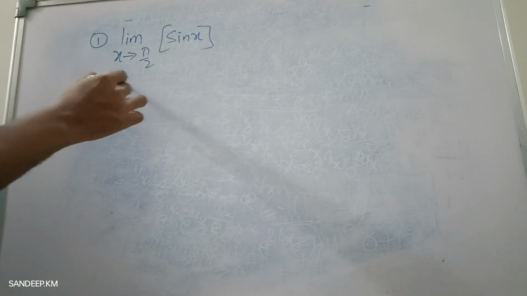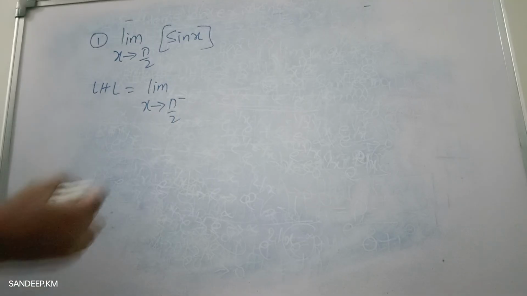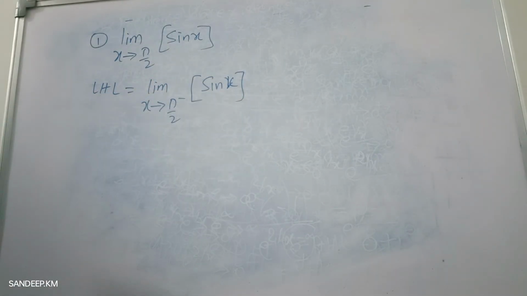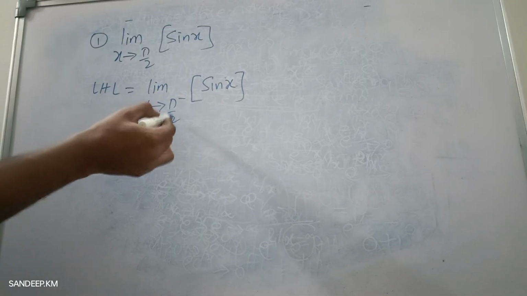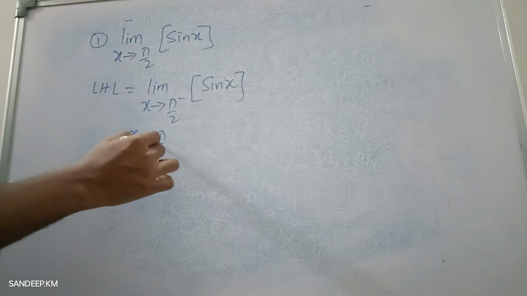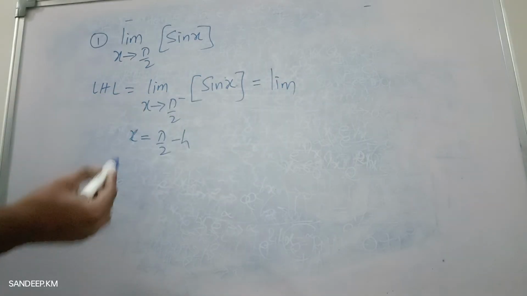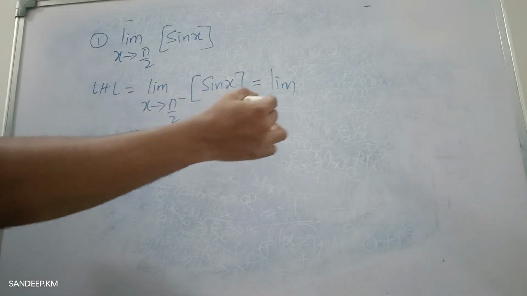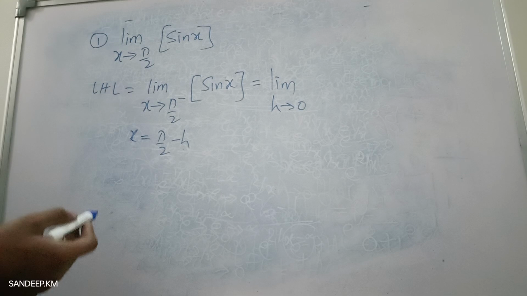So left hand limit: x approaches pi by 2 minus, step of sin x. Fine, we know that when x approaches pi by 2 minus, what is the meaning of it? It means pi by 2 minus h only, right? So it is equal to limit, and when I replace x with pi by 2 minus h, instead of this limit we will write h approaches 0. Correct or not? Where h is a positive real number and it is approaching 0.